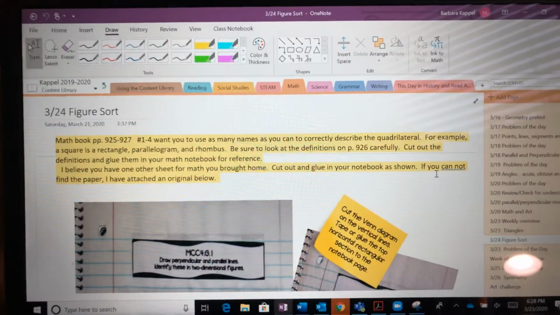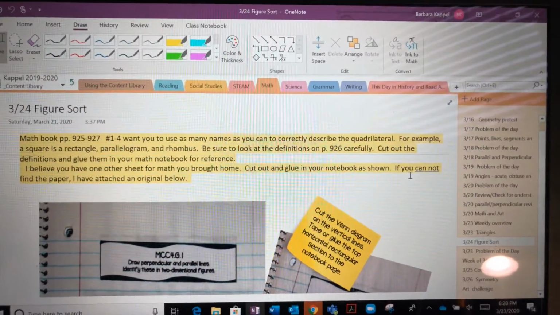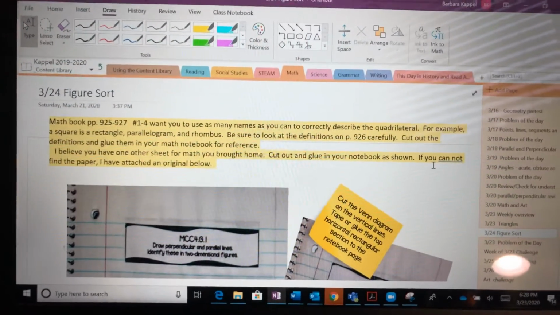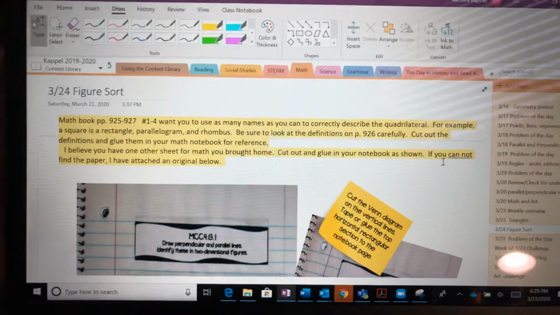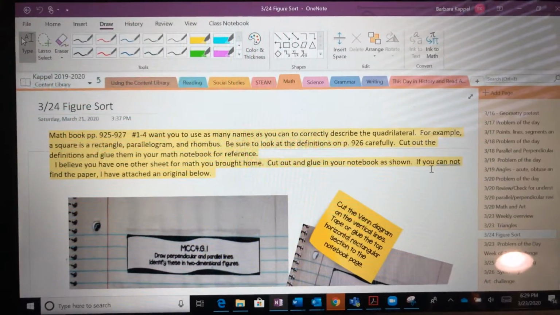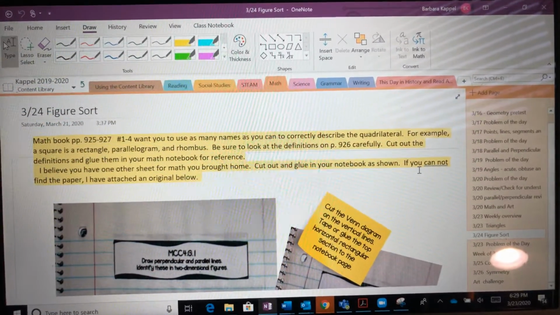Today now we're going to move on to the rest of our figures, including quadrilaterals, pentagons, hexagons, and well, actually, no, I lie. We're just going to be talking about quadrilaterals today. So in your math book on pages 925, I want you to take a look at those definitions carefully.